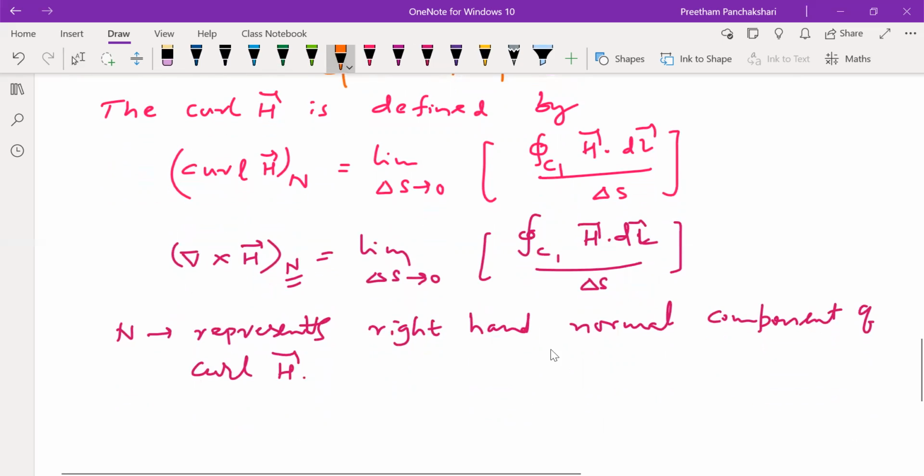Right hand normal component. That means if you use your right hand so that the first 4 fingers are folded in the direction of the closed path, then the thumb represents the direction of the curl H. So the fingers are folded like this, please bear with the neatness of the diagram, and this is the thumb. Thumb indicates the direction of the curl H, whereas these folded fingers indicate the direction of the closed path. So this right hand thumb rule gives the direction of the normal component.